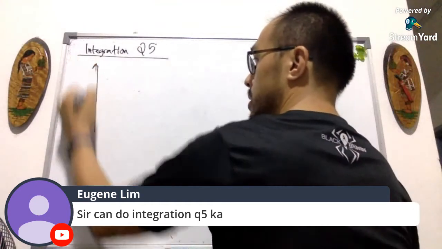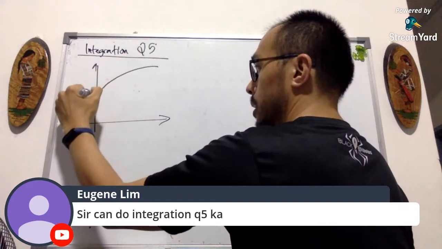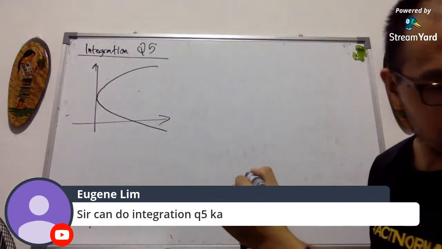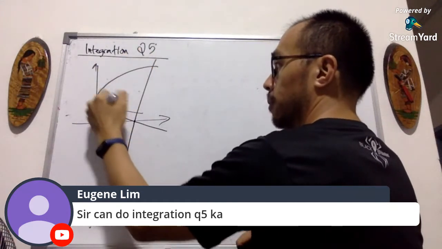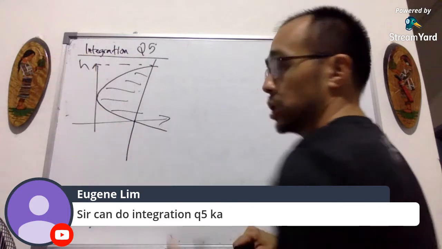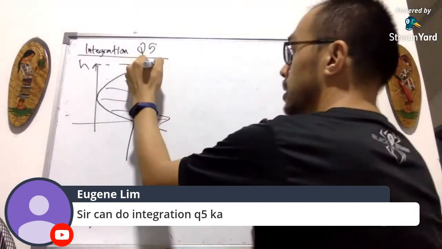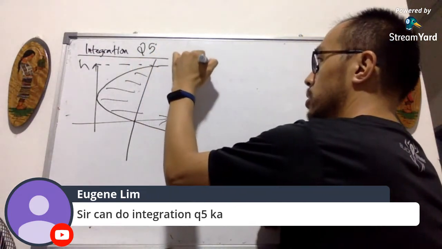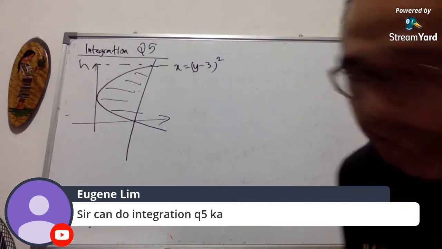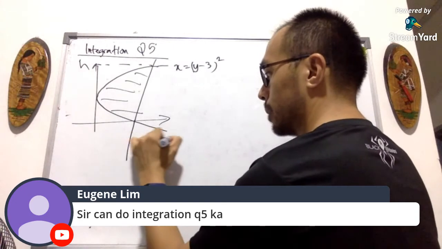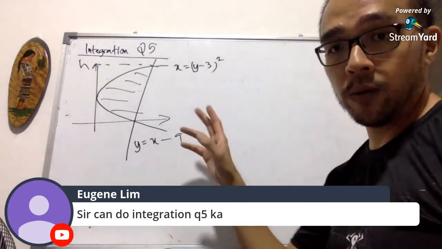So we have this over here and one line that is like this. Then we find that this is the other one, and over here is point H. This curve is x equals y minus 3 squared, and the line over here is y equals x minus 9. So we do it in here.